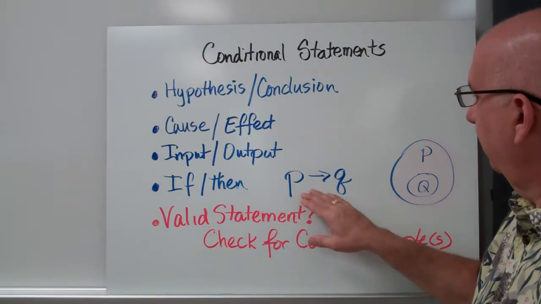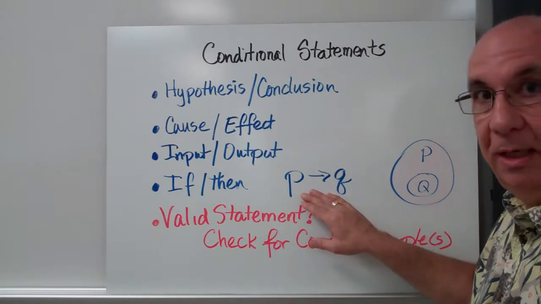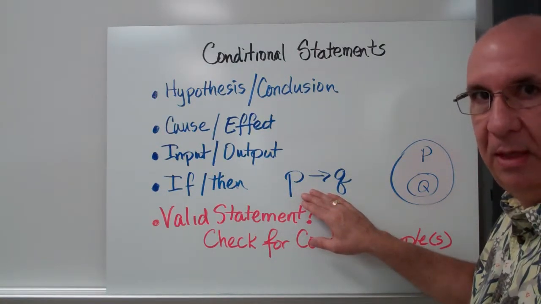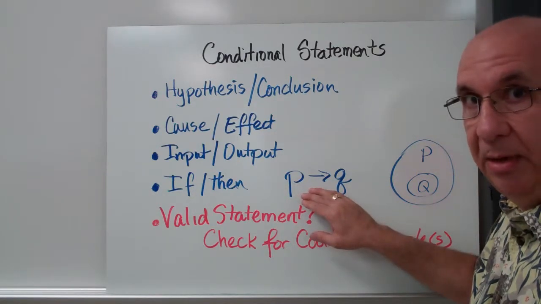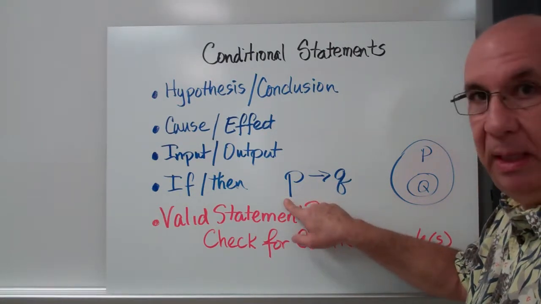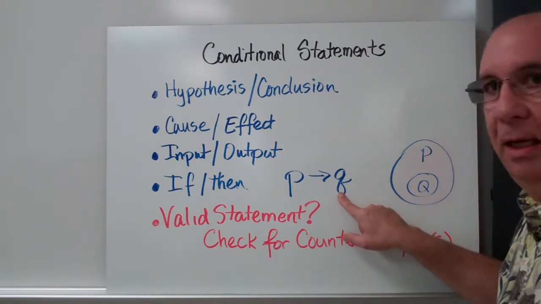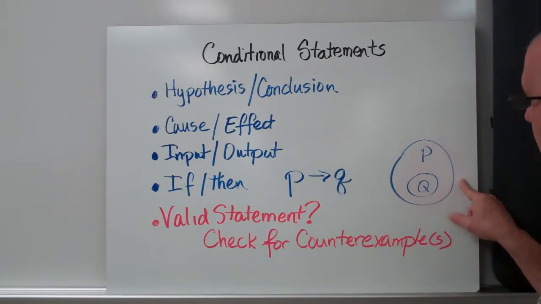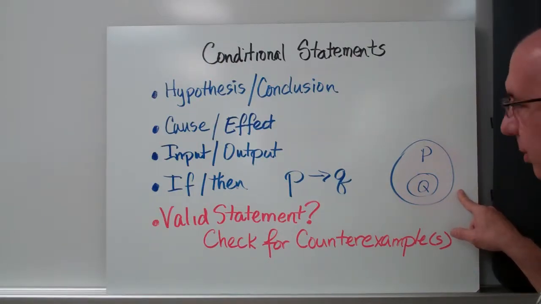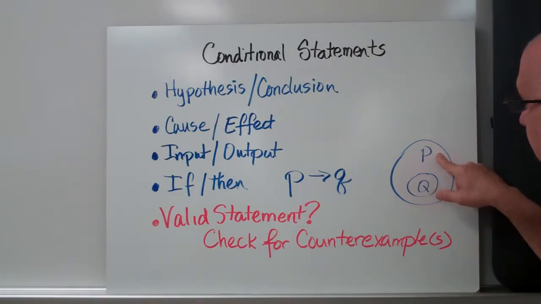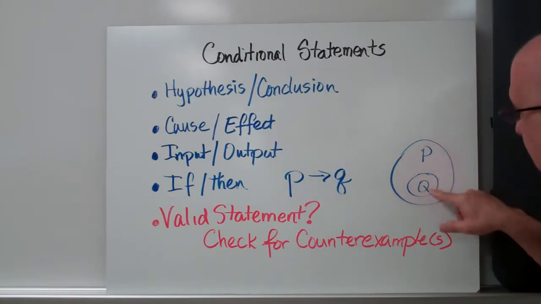The symbol for each of these is if P, then Q. That's how this symbol is read. If P, then, that's what the arrow means, Q. On a Venn diagram, you have a circle inside of a circle. This would be read, if P, then Q.